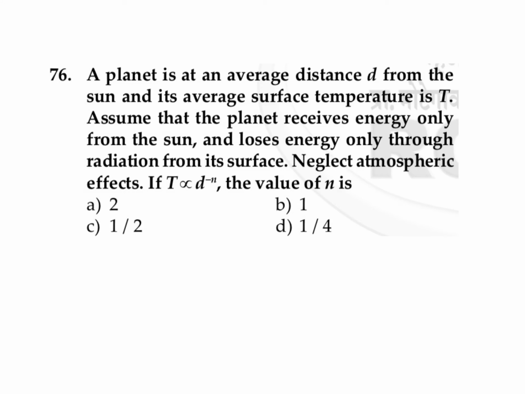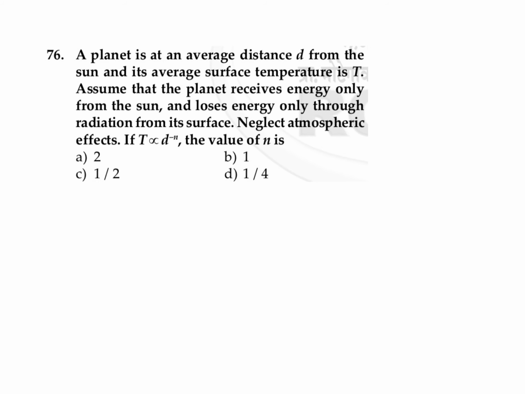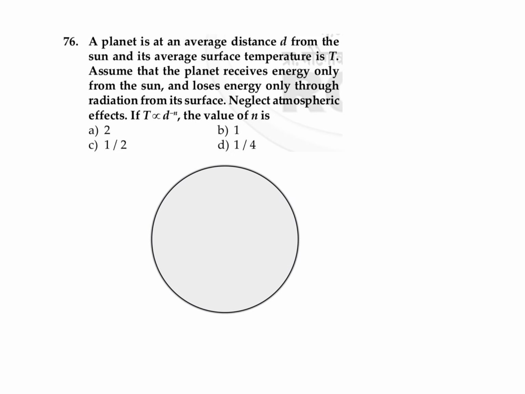In this question, it is given that a planet is at an average distance d from the sun, and its average surface temperature is T. So we are considering that there is a planet over here which is at a distance, let's say, d from the sun. Assume that the sun is at the center, and the planet is located somewhere over here. So the distance of the planet from the sun is represented by d, and its average surface temperature is T.